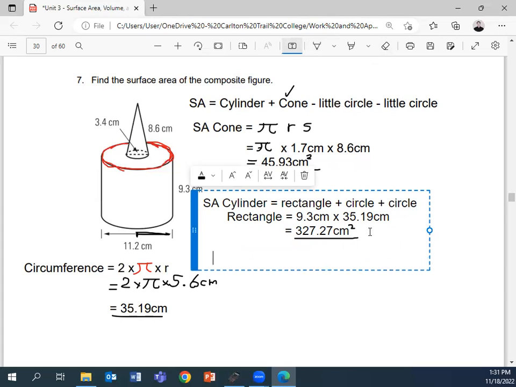Now there's also the circle. Right? It's simple math, but it's made to be complex. That's why we need to always keep ourselves organized and everything.